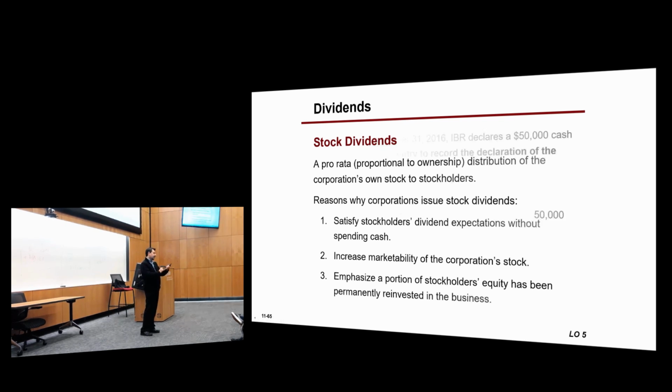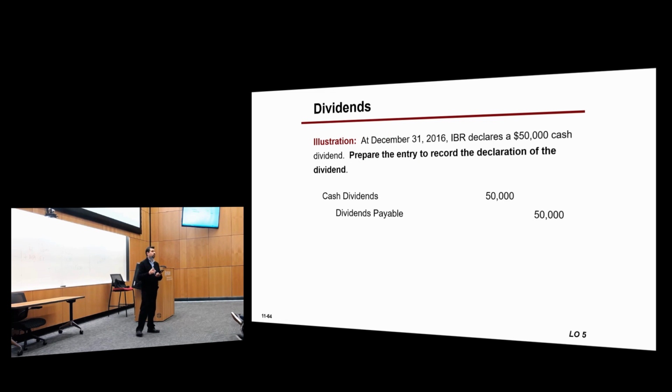As you can see, as far as the cash dividend journal entry is concerned, it is always a debit to cash dividends and a credit to dividends payable.